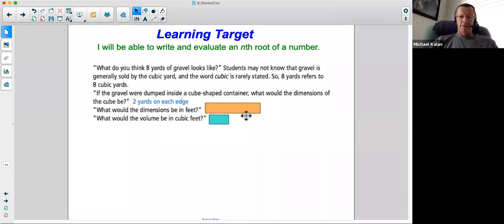What would the dimensions be in feet? Hopefully you know that there's 3 feet in a yard and therefore it would be 6 feet on each edge. And what would the volume of the cube be? 2 times 2 times 2, unless you're doing it in feet, in which case it would be 6 times 6 times 6 cubic feet. And that is 216. So is 216 cubic feet the same as 8 cubic yards? Answer is yes. So we're going to be getting into cubes and cube roots and stuff like that.